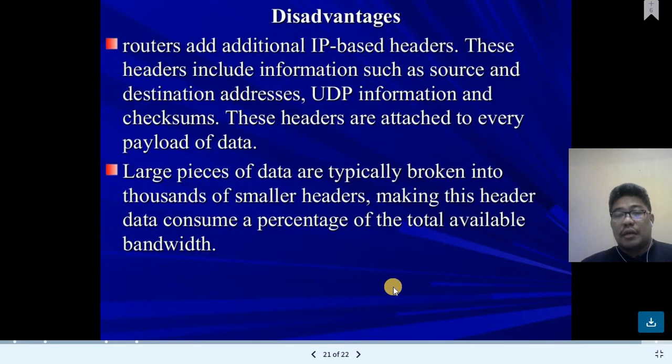Disadvantage. Routers add additional IP-based headers. These headers include information such as source and destination addresses, UDP information, and checksums. These headers are attached to every payload of data. So may additional siya, no? IP-based header. Parang additional data filter para sa security guard. Large pieces of data are typically broken into thousands of smaller headers, making this header data consume a percentage of the total available bandwidth. And last, for the router.